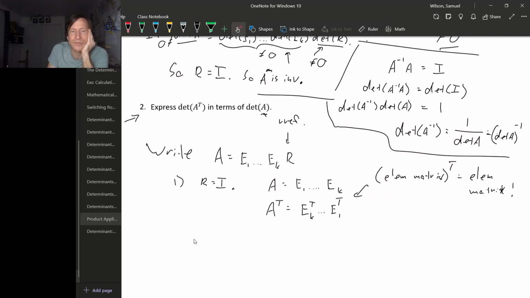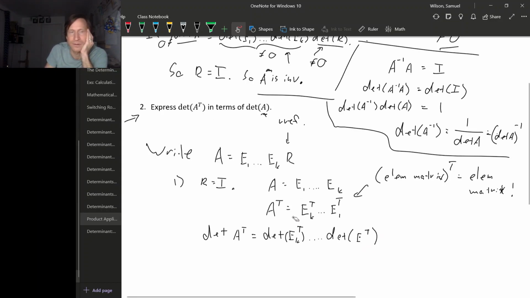Okay, so the determinant of A transpose is the determinant of E sub K transpose times the determinant of the next one, and so on, all the way down to the determinant of E sub 1 transpose.